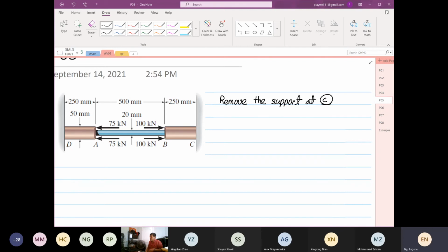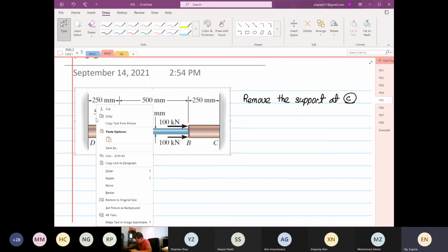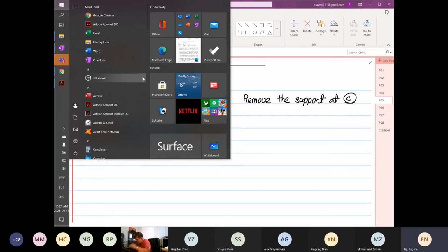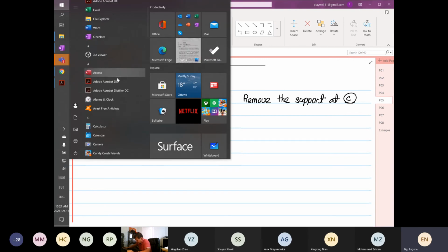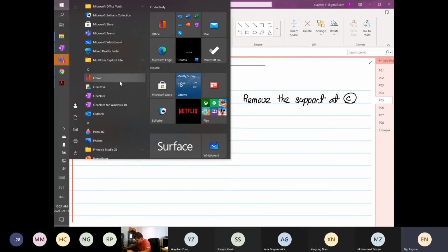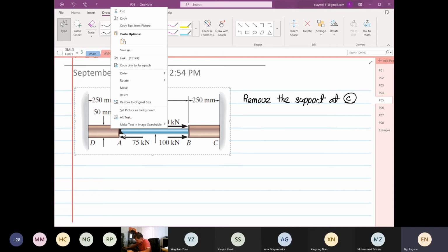Remember what I told you guys, it can be confusing, right? If I remove the support C, whether it is tension or compression. In normal time, I'll print this on a piece of paper and rotate it, but I can't do that on a computer. So I'm going into the software. I don't think I can flip this image in this software. Oh, I can. Okay.